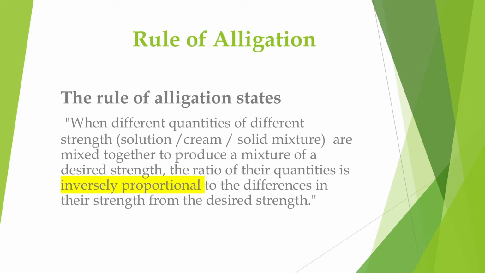Rule of alligation. The rule of alligation states that when different quantities of different strengths are mixed together to produce a mixture of desired strength, the ratio of their quantities is inversely proportional to the difference in their strength from the desired strength.